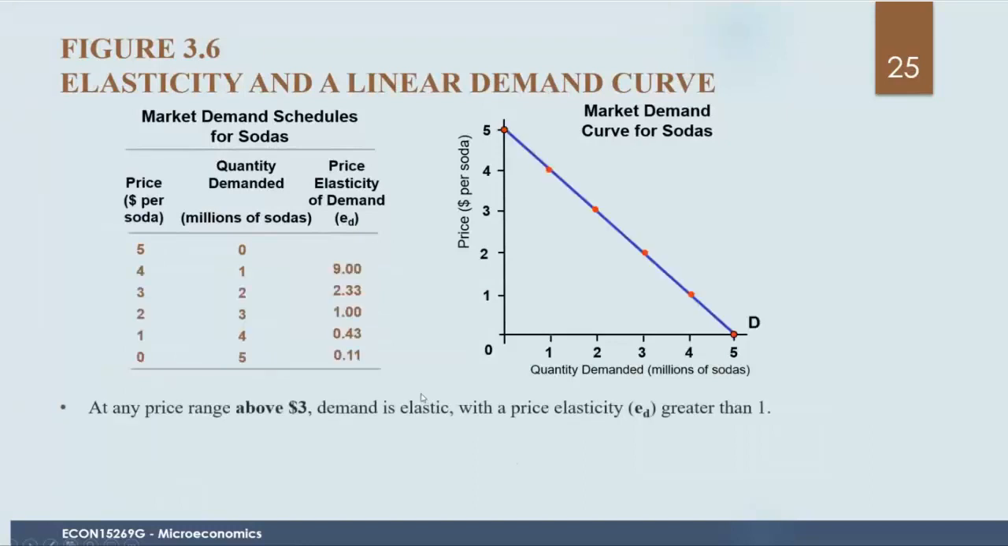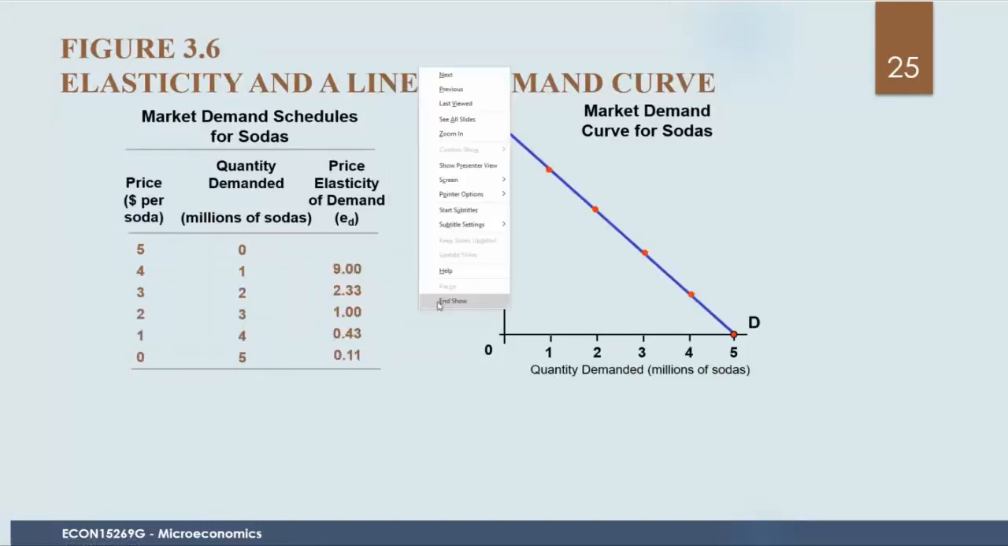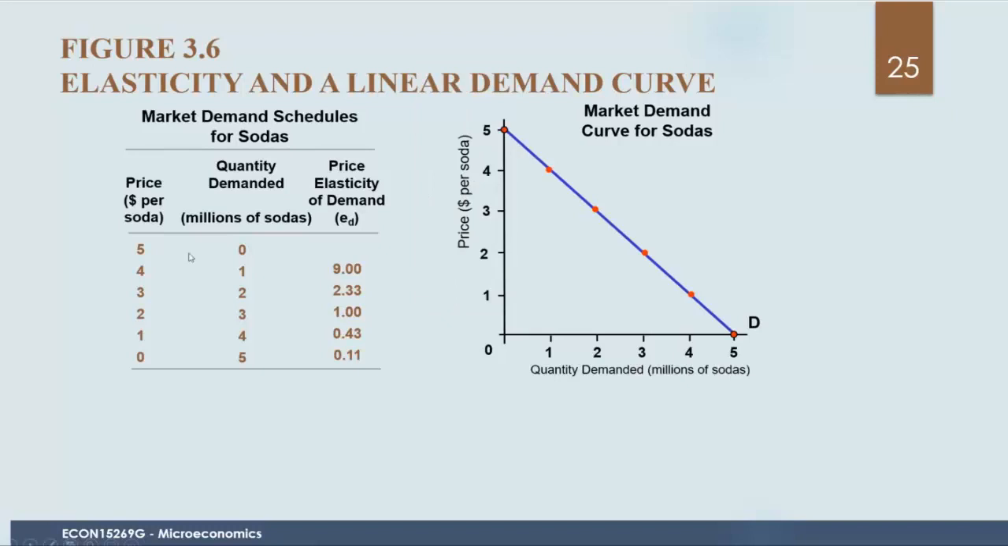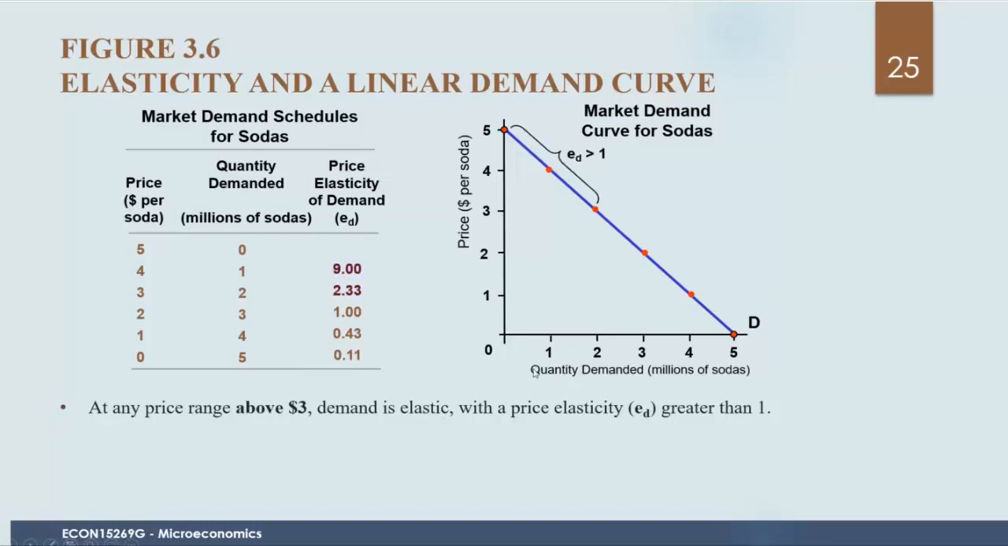So here is another example. We have a demand curve. We've plotted these 2 columns. And then if we were to calculate the price elasticity of demand between the different points, we'll get these numbers here. So at any price range above $3, demand is elastic. Again, $3. Here it's going to be greater than 1. And where are we getting that from?